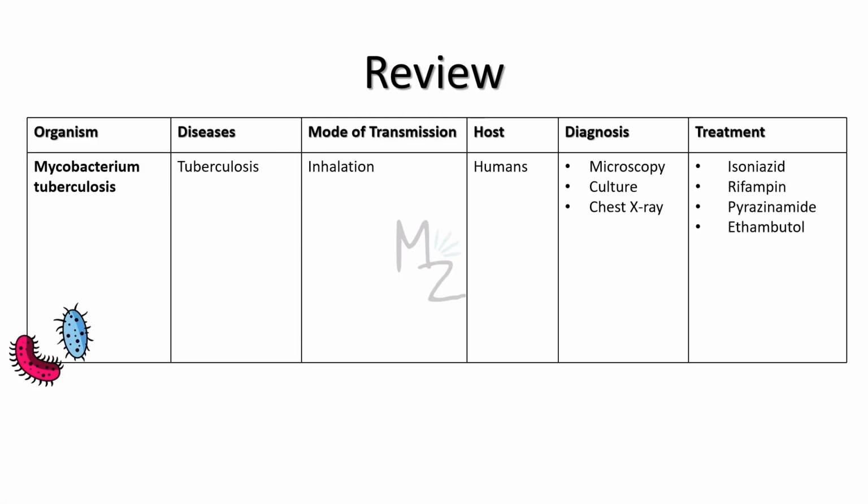Alright everybody, let's have a quick recap. The organism we discussed today is Mycobacterium tuberculosis. It is responsible for causing tuberculosis. It can be active or latent. Mode of transmission is via inhalation. Its hosts are humans and it can also cause infections in cattle. Diagnosis is based on microscopy, culture, chest X-ray, PPD skin test, interferon gamma assay, and certain other tests. For treatment, isoniazid, rifampin, pyrazinamide, and ethambutol are used.